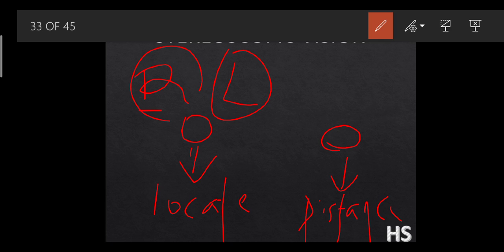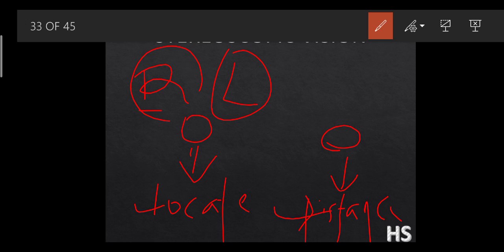This is called stereoscopic vision, because in stereoscopic vision we could easily see the object in a 3D way, and as we can see the objects in a 3D way, we could easily locate and easily find the distance.